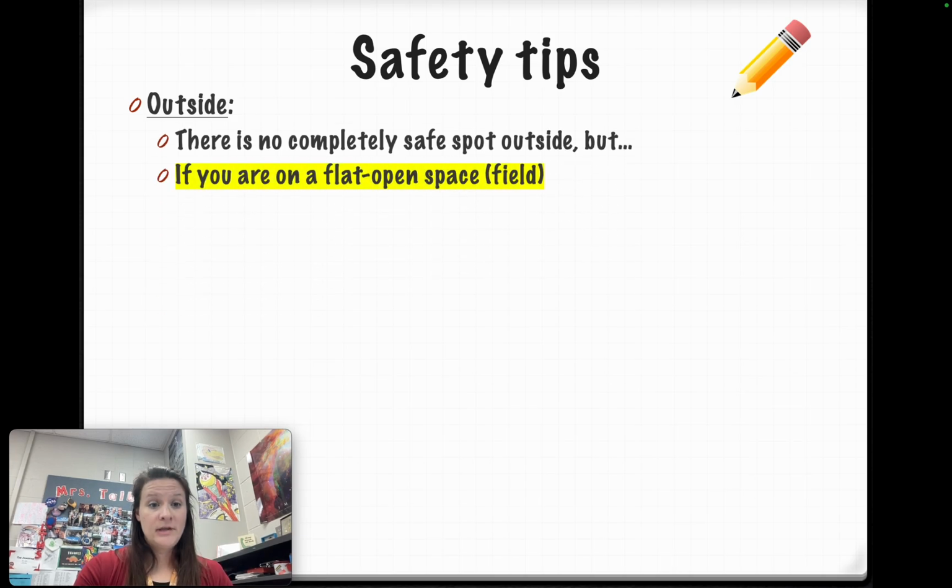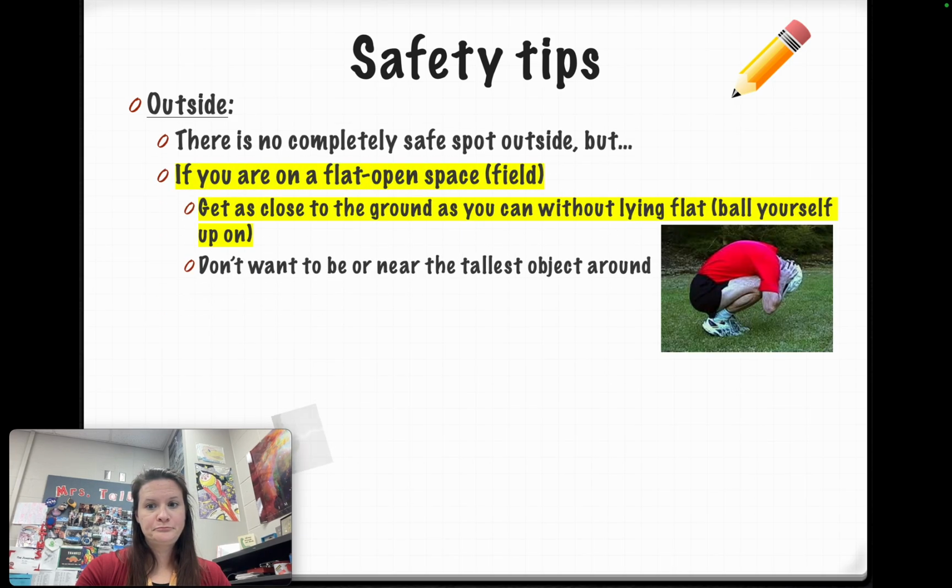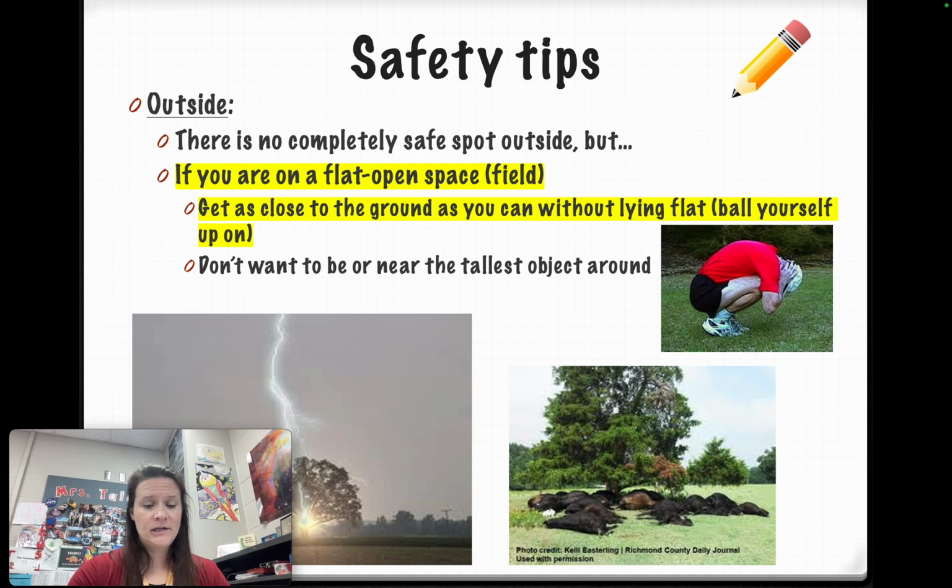Okay, so here's your highlight. You need to write down that if you are outside in a lightning storm and you are in a flat open field, like a soccer field, you need to ball yourself up and get as close to the ground as you can without lying flat. Because if you're lying flat, you increase your surface area that the lightning bolt can hit you. But if you ball yourself up and make yourself a much smaller object, there's fewer places for the lightning to strike you. And the whole point of that is to not be the tallest object.